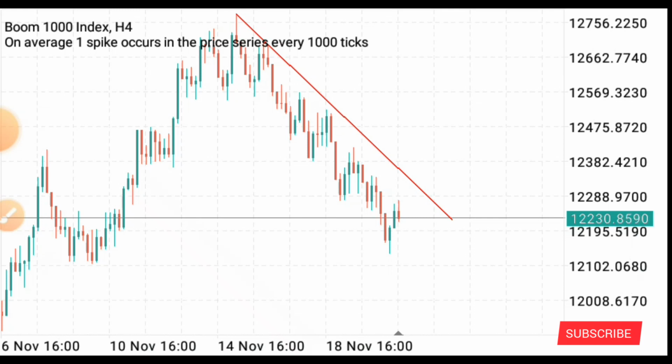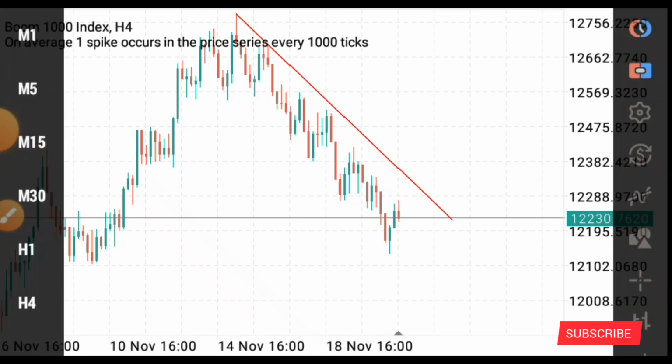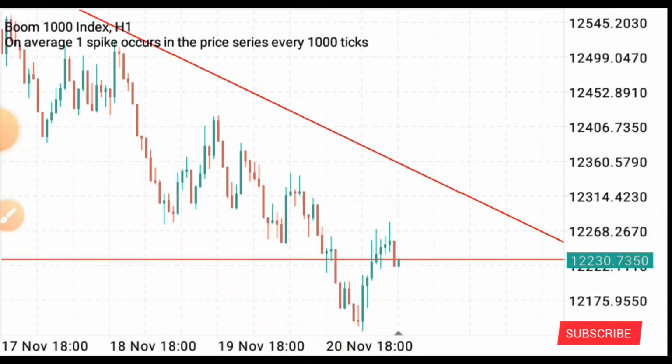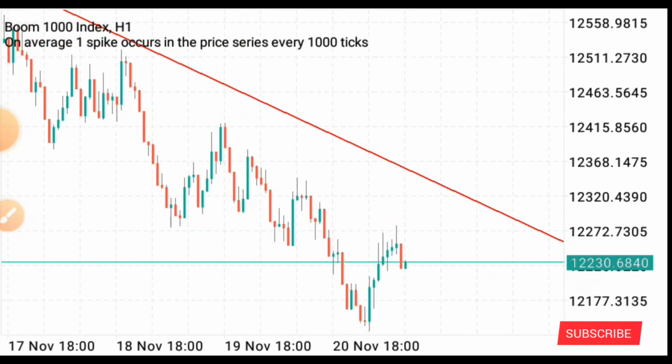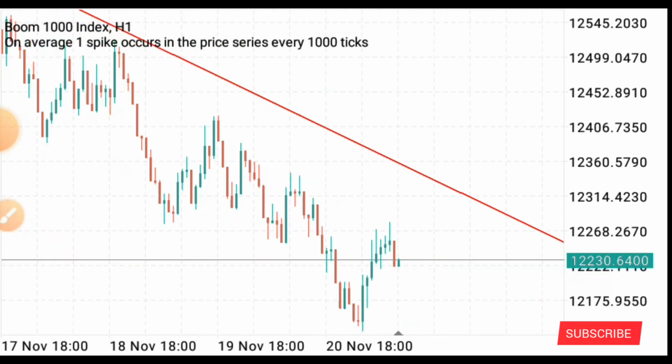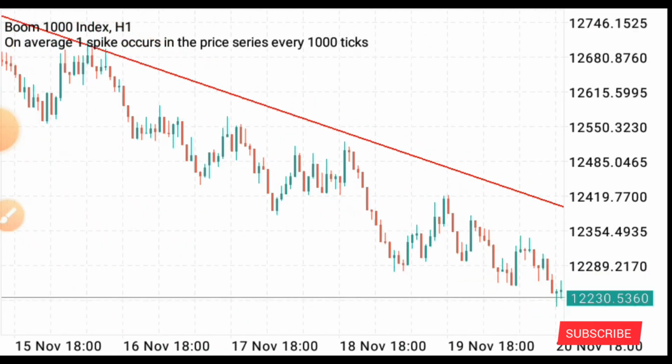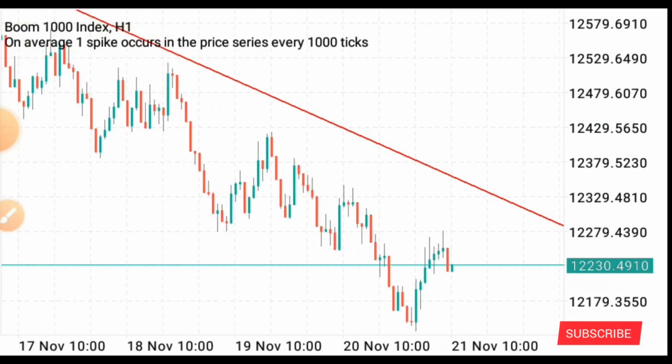So now I've identified and drawn my trend line. On the 4 hour time frame, we are currently in a downtrend. What I do now is go to the 1 hour time frame. You know, I'm a scalper, so I'm trying to get a quick entry. I'm not planning on staying long. So now I go to the 1 hour time frame.